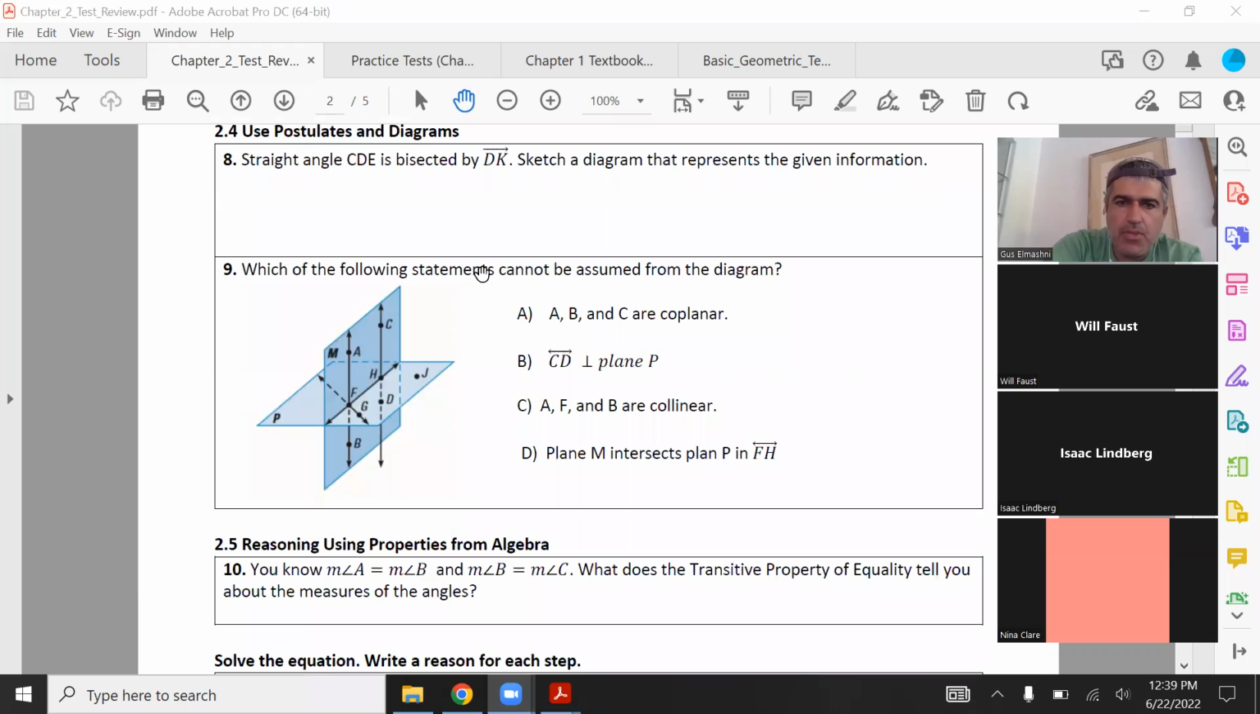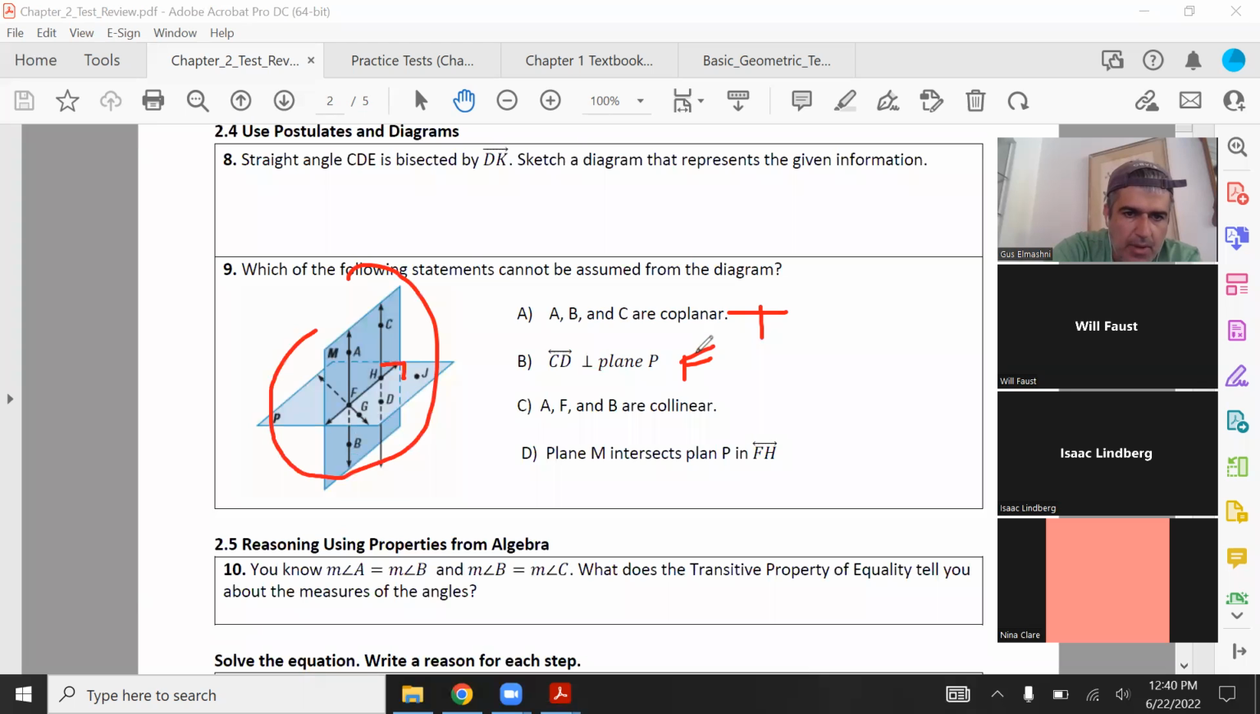Which one says cannot be assumed? A, B, C are coplanar. Yep, they're all in plane M, and any 3 points can make a plane. CD is perpendicular to plane P, or I mean, those 3 specific points. But anyway, any 3 points could be on a plane. CD is perpendicular to plane P. It is, actually, I don't know. There's no indication there, so I'm not really sure.